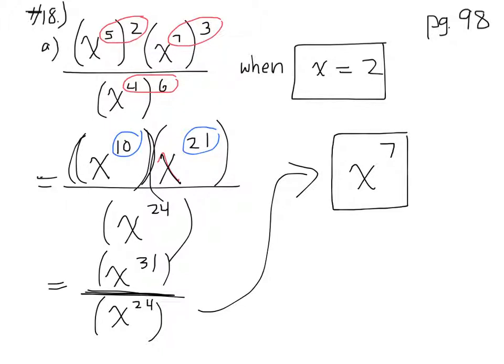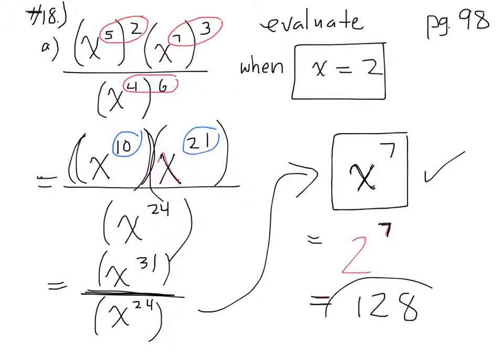Simplify the power first. Then it said evaluate. I know this. When x is equal to 2. So instead of writing x, what do I write, Ryan? 2 to the power of 7, which is equal to 128. Who got this right? This question would be worth 4 marks. 1, 2, 3, 4. It's the final answer.